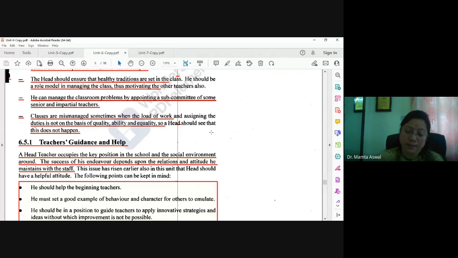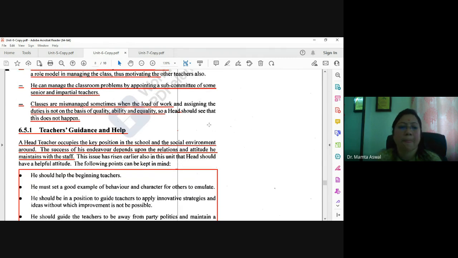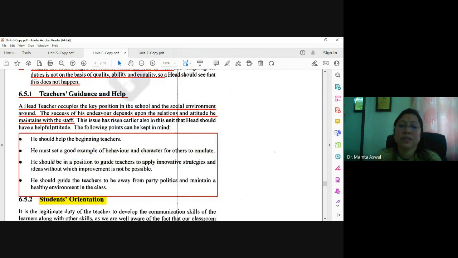One more thing is very important. The head teacher must assign work according to the ability and expertise of the teacher. Equality must be taken care of. It should not happen that one teacher is loaded with work while another is just sitting or roaming around, not doing any work. That must be taken care of so that a cordial, harmonious relationship remains among the human resources inside the school. Then the head teacher should regularly provide guidance and help to the teachers.